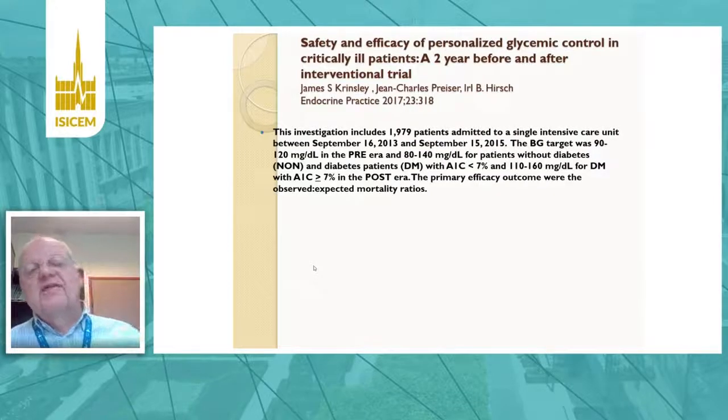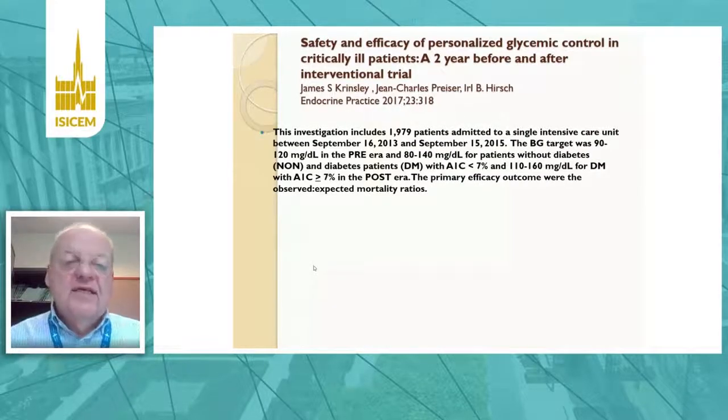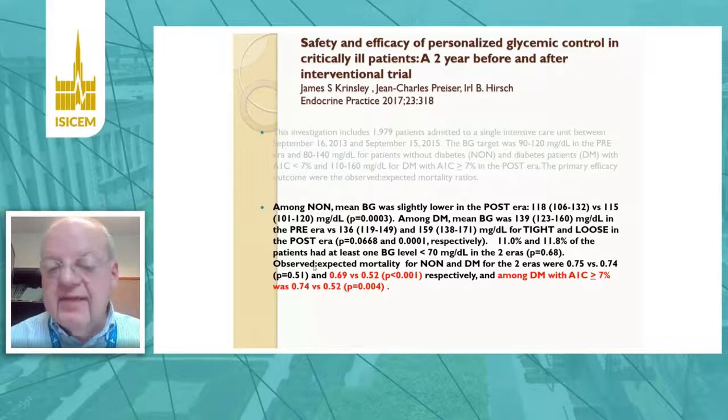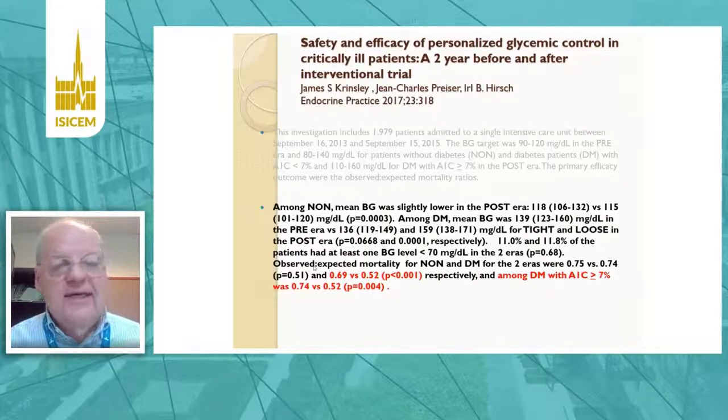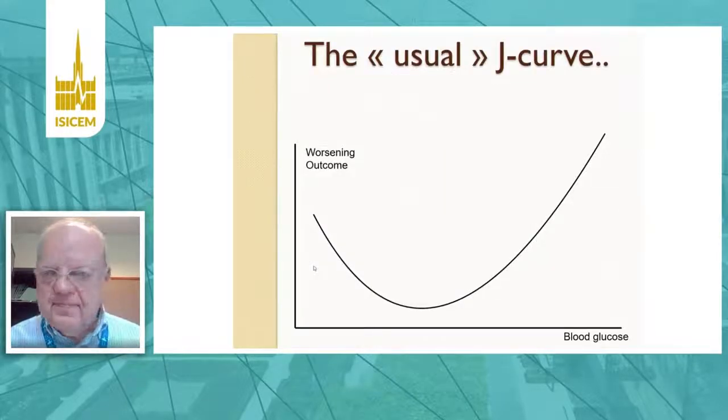This is translated in the clinical practice. They changed the blood glucose target, and they found that indeed they got some improvement in mortality when they tolerated a higher blood glucose level in those patients with a high A1C.